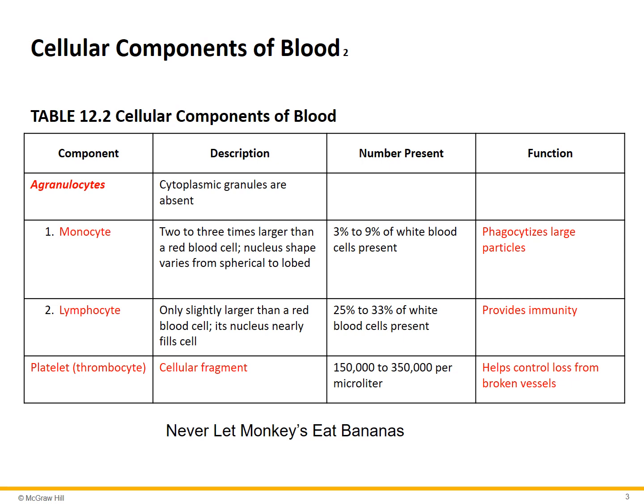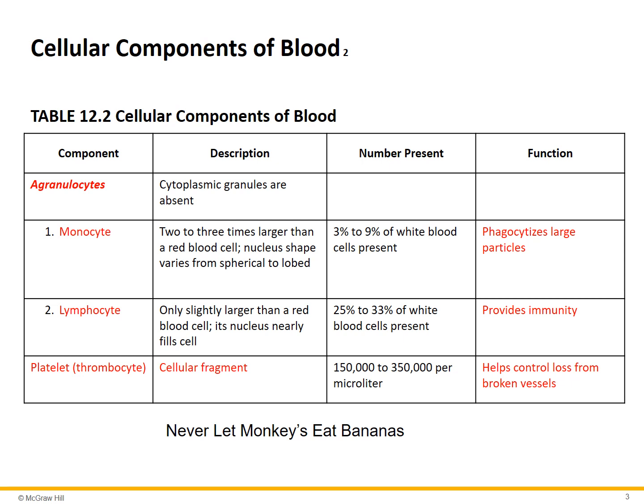And then today we're going to talk about blood clotting, and that's a function of platelets or thrombocytes. They're just a cellular fragment. So that's highlighted in red. They're a cellular fragment of a megakaryocyte. Don't have to worry about that name. But they're very, very tiny, and they help control blood loss.